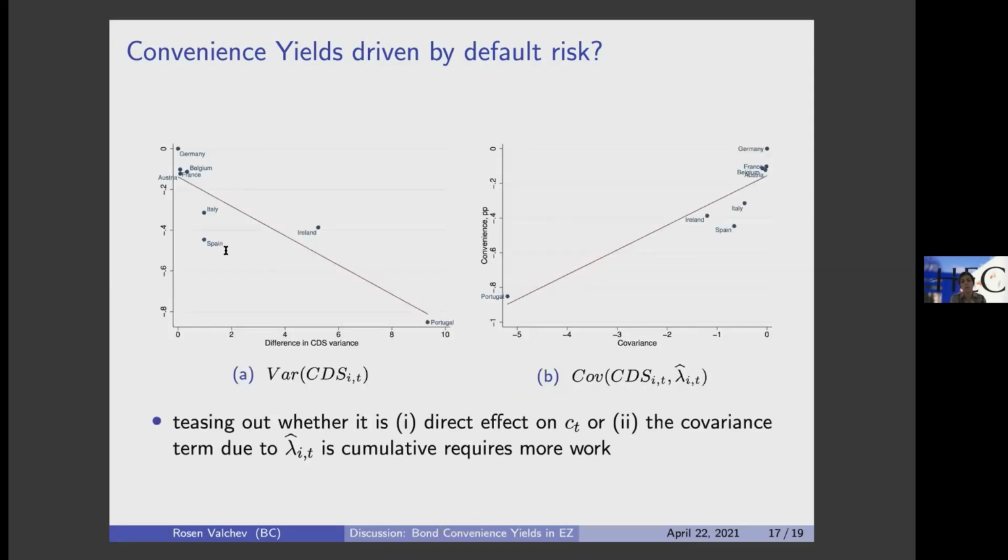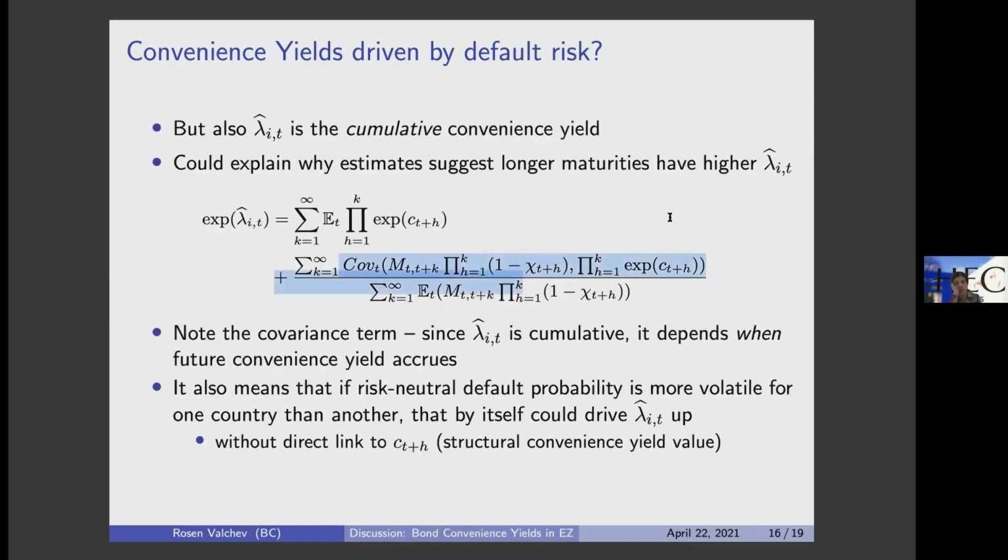And there's some evidence that maybe the volatility of the CDS is also related to the estimate of this convenience yield that the paper backs out. So these are countries with more volatile CDS, right? So nothing to do with their average value. This has been canceled out. But countries with the more volatile CDS also have lower convenience yields. So that talks to me about this covariance term being higher.